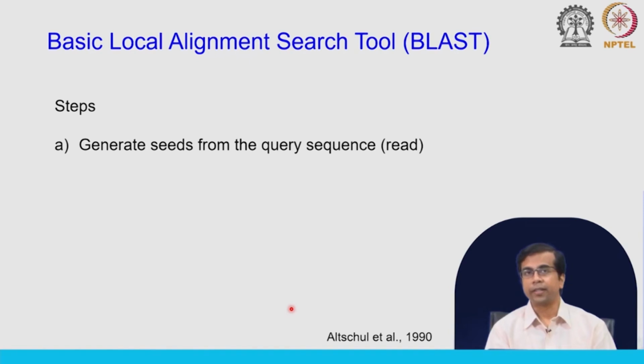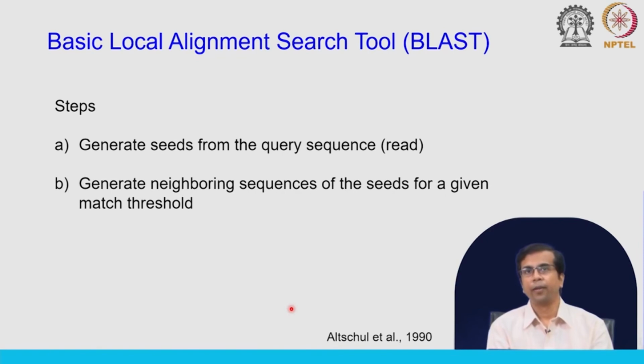First, you generate seeds from the query sequence. We will talk about what these seeds are. These are actually substrings, only a small part of the full sequence of the read. Then we generate neighboring sequences of the seeds for a given match threshold. So, we also account for sequencing errors or mutations, and we look at these neighboring sequences or neighborhood sequences.